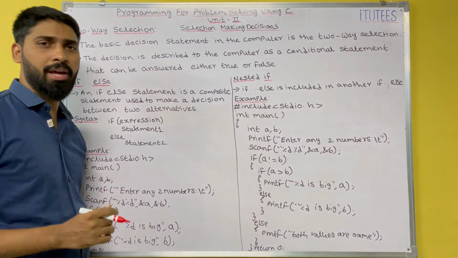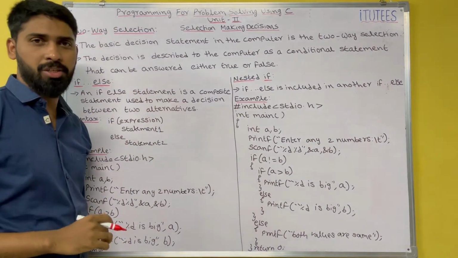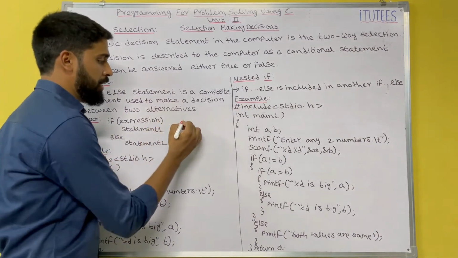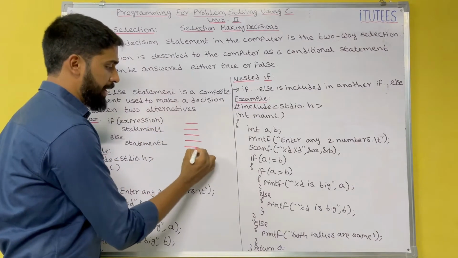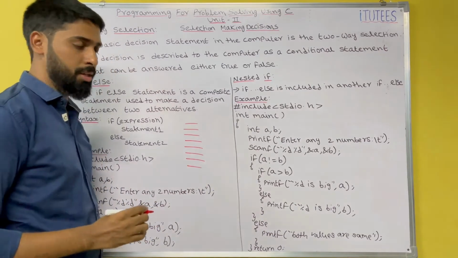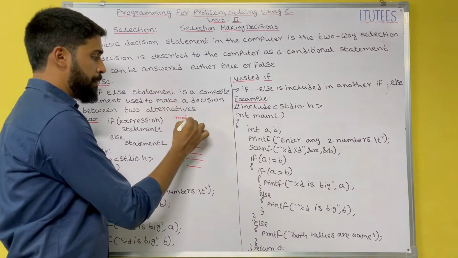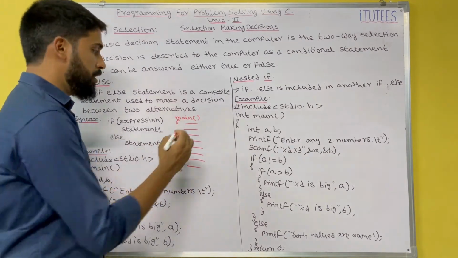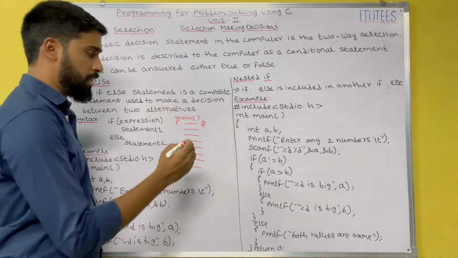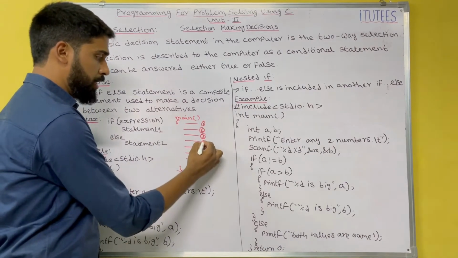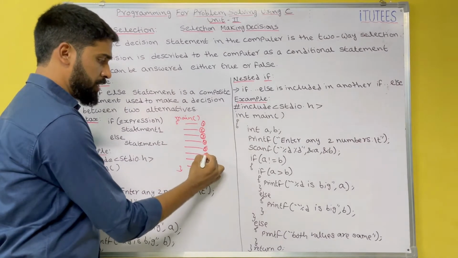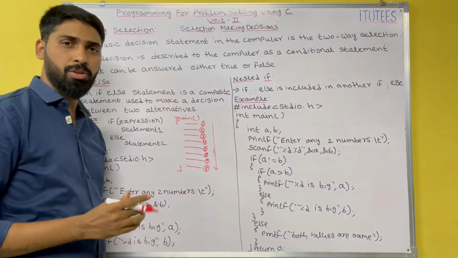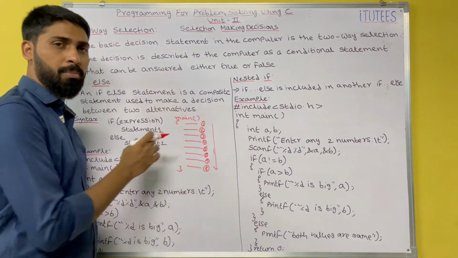In this class we are going to learn about two-way selection. So what does two-way selection mean? Up to now we have written many programs. Let us think a program has 8 lines. The execution starts from the main function. So how are we going to execute? We execute the first instruction, then the second, third, fourth, fifth, sixth, seventh, eighth. That means you execute all the instructions in your program sequentially.